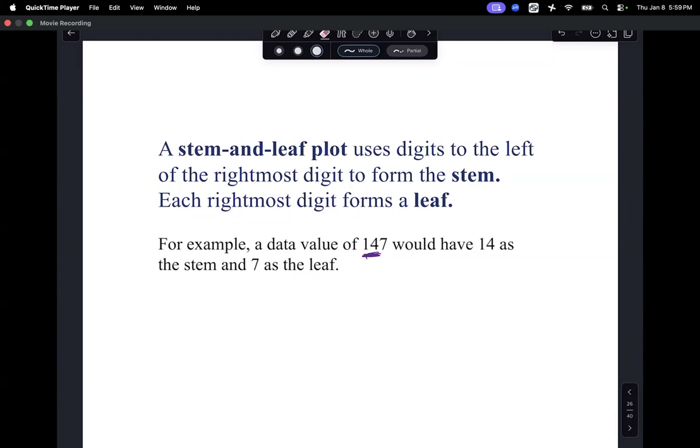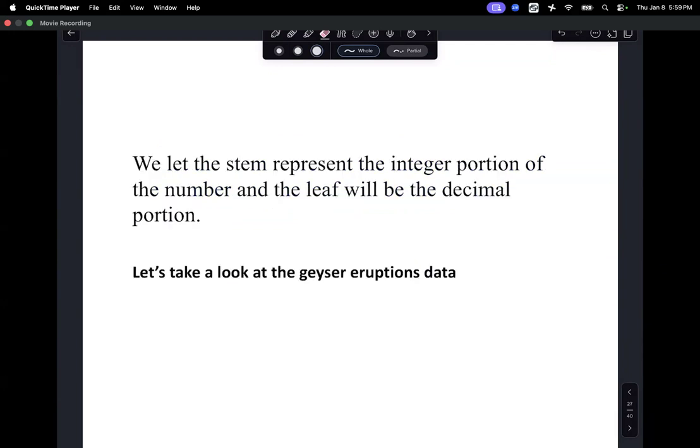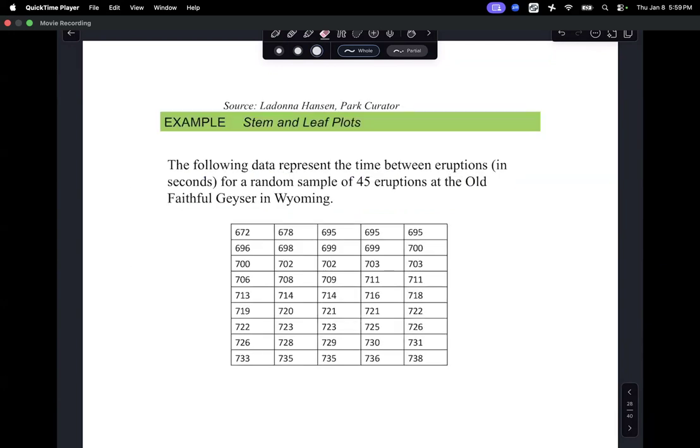Okay, so I'm going to show you a data set. There we go. There's my data set. This data set represents the time between eruptions in seconds for Old Faithful, the geyser in Wyoming. We already were there once. Just a second here. I needed to pull this up on my other computer so I can have the data set while I am writing it down. Just give me one second. There we are.